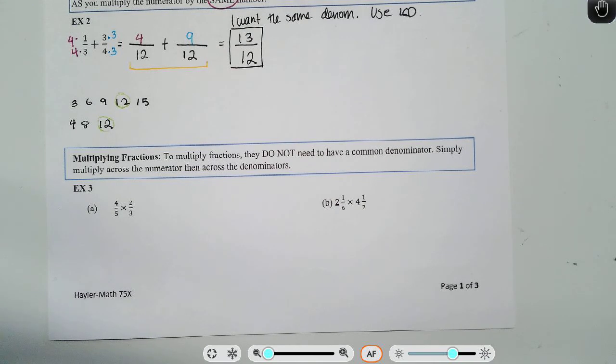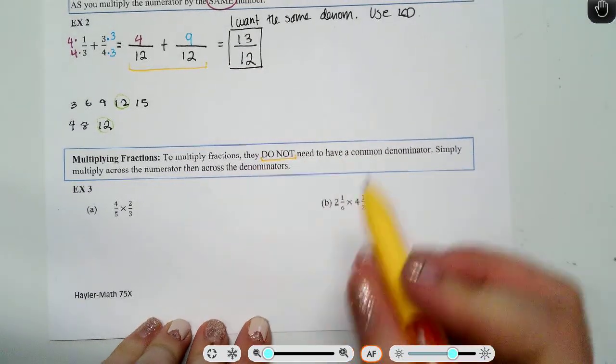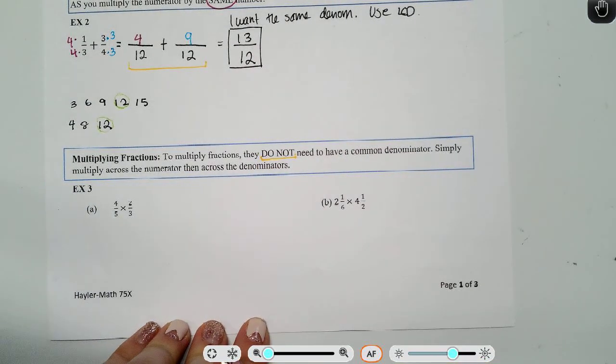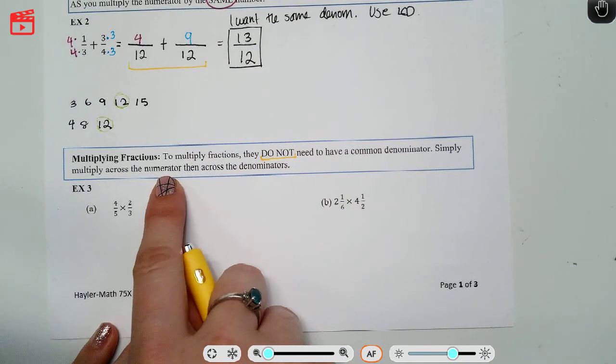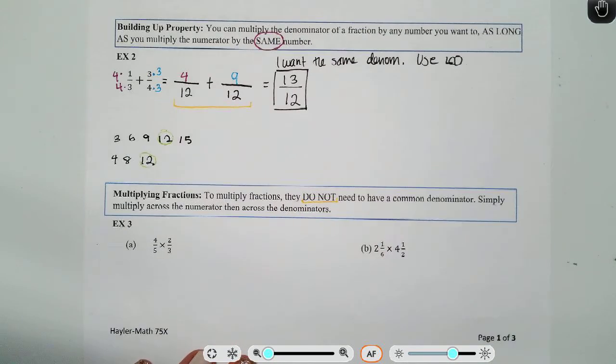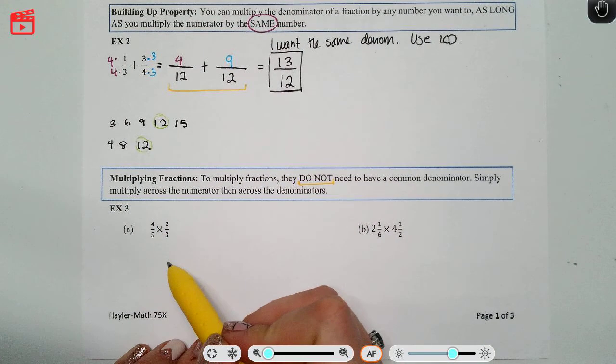All right, to multiply fractions, this is a really big difference. Please notice this. They do not need to have a common denominator. Addition and subtraction, you do need a common denominator, but multiplying, you don't. So what is the plan? We'll simplify, multiply across the numerator, and then multiply across the denominator. So let's take a look at the first example. 4 over 5 times 2 over 3.